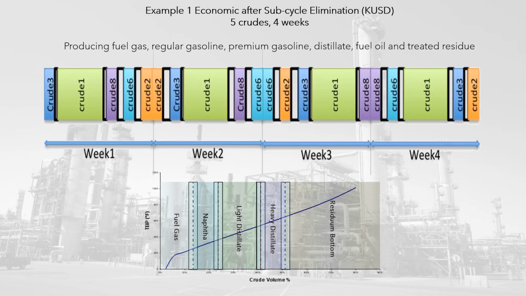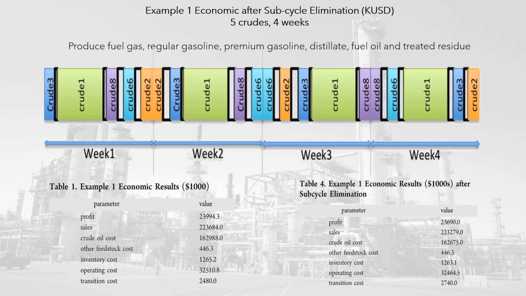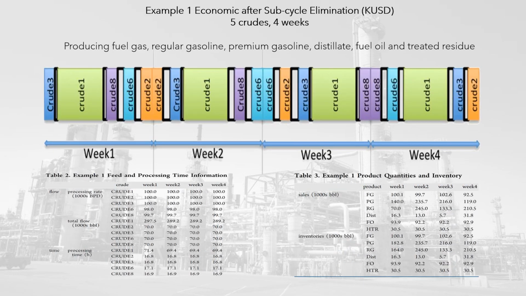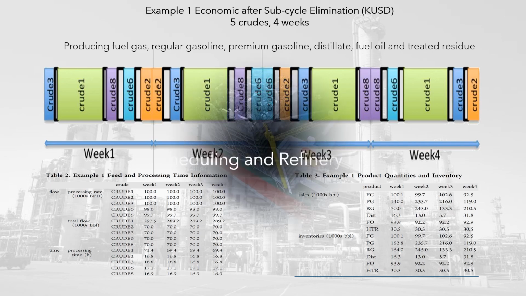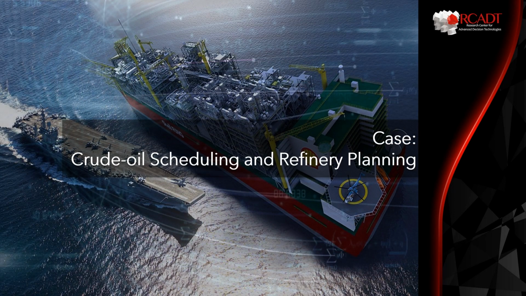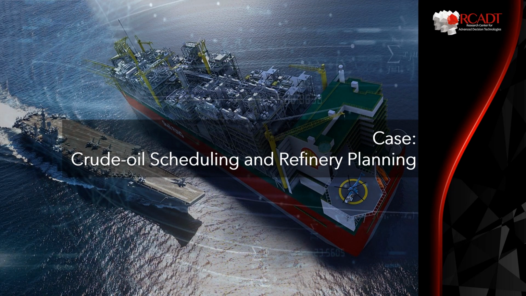The paper reports results of 4 experiments. Example 1 produces, for 4 weeks, from 5 crudes: fuel gas, regular gasoline, premium gasoline, heavy distillate, fuel oil, and treated residue. The image shows the economic optimal solution, before and after subcycle elimination. The image shows the feed and processing time information, and product quantities and inventory. Case: Crude oil scheduling and refinery planning.